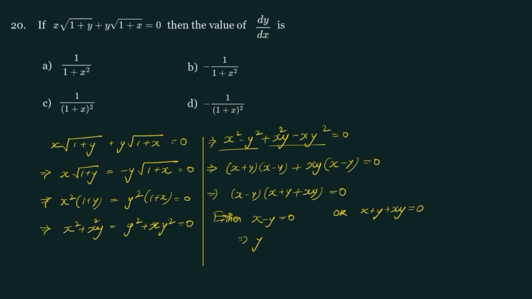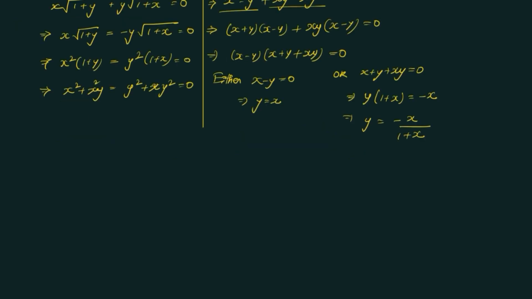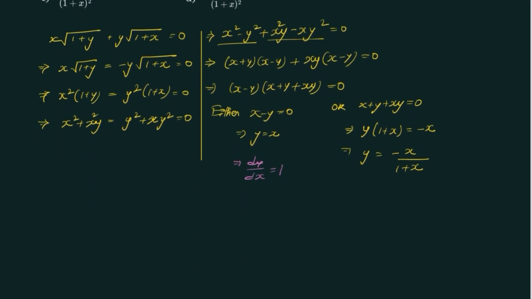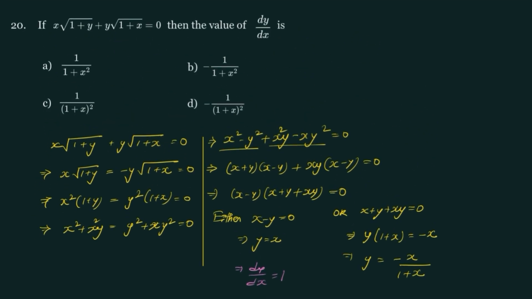So from here we will get y equals to x, and from here let us express this equation y in terms of x. So let us take out y common, then here it will be y into 1 plus x equals to minus x, and here y will be equal to minus x by 1 plus x. Now since we have got two equations, so we will differentiate both the equations. If I differentiate this equation, we will get dy over dx equals to 1. But as you see, there is no option of 1, that means this is not my correct option. So this will not be my answer here.